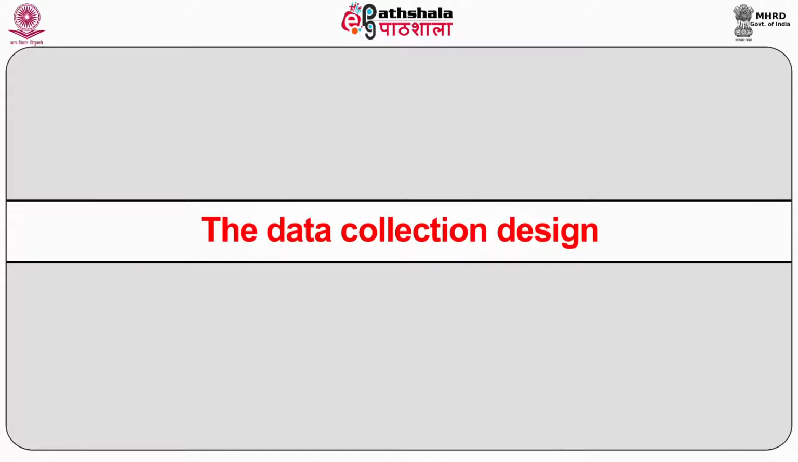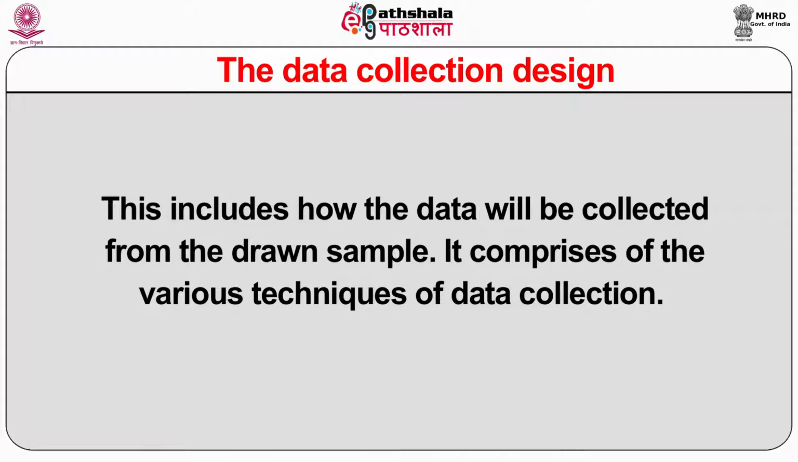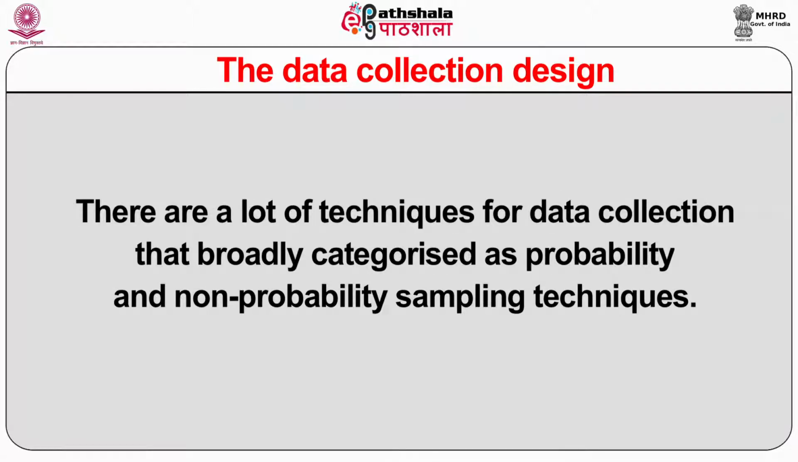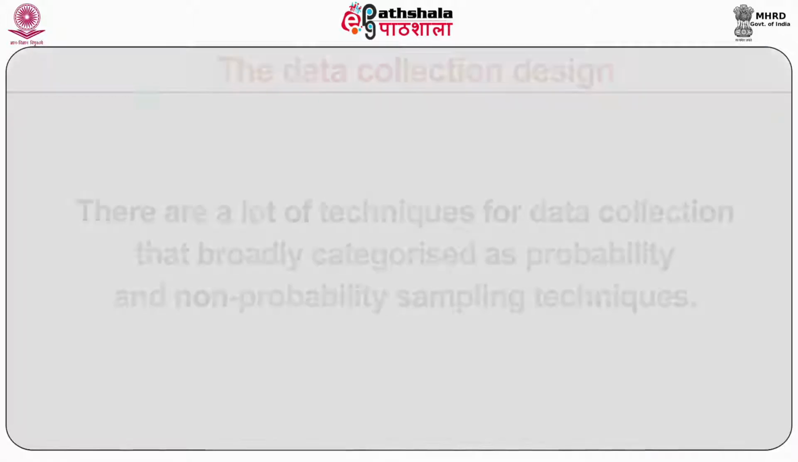The second design can be the data collection design. This includes how the data will be collected from the drawn sample. It comprises the various techniques of data collection. There are a lot of techniques for data collection that are broadly categorized as probability and non-probability. Both of these techniques have their own benefits and limitations, but the use of an appropriate method is of utmost importance, as one technique may not be suitable for every type of study.